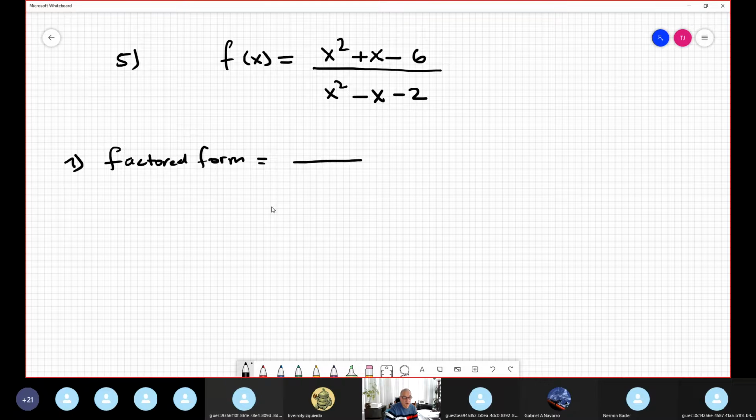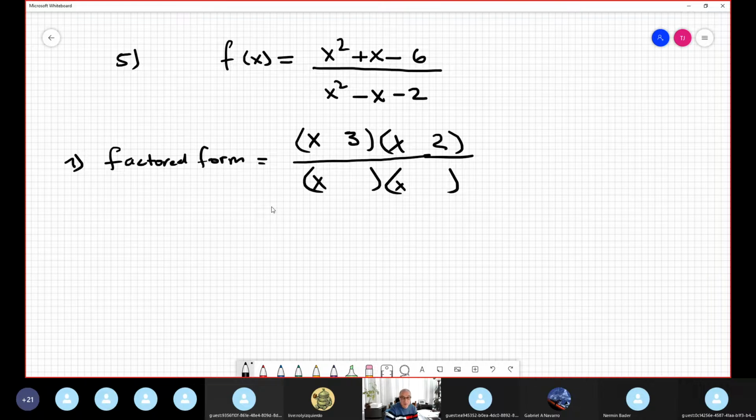You factor the polynomial on the top. You factor the polynomial in the bottom: x, x; x, x. The combination in the top is 3 and 2, no? 3 and 2, because 3 times 2 is 6, and 3 minus 2 is 1. Positive 3, negative 2. The combination in the bottom is 2 and 1. In this case, negative 2 and positive 1. Everyone follow?